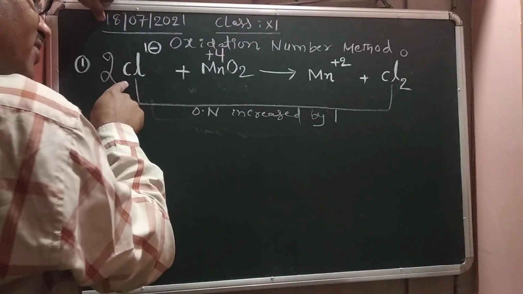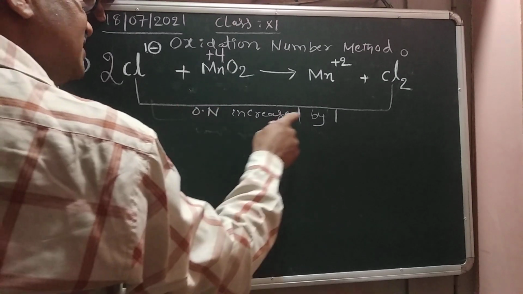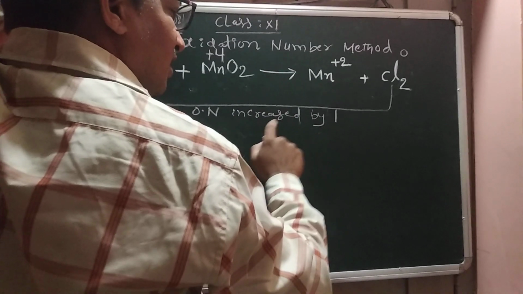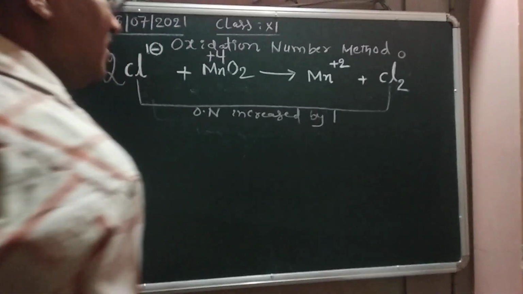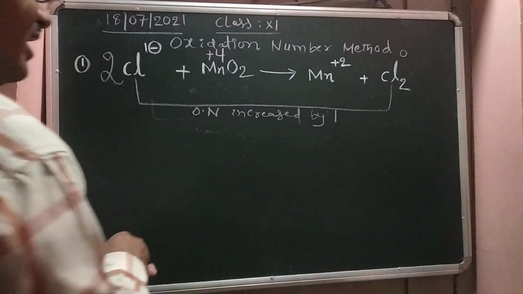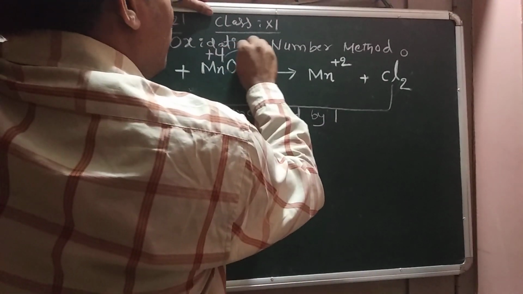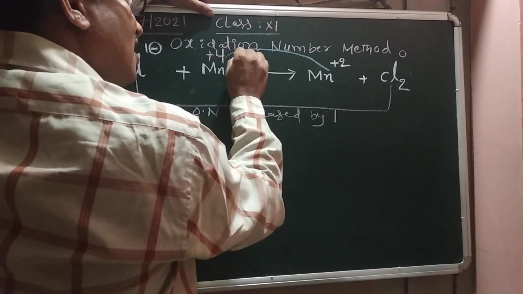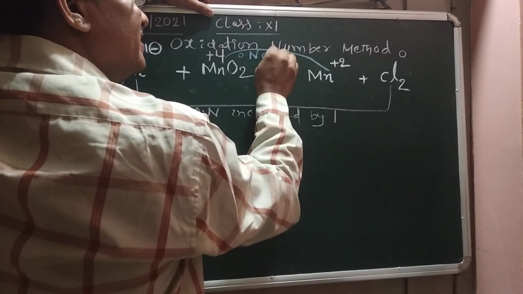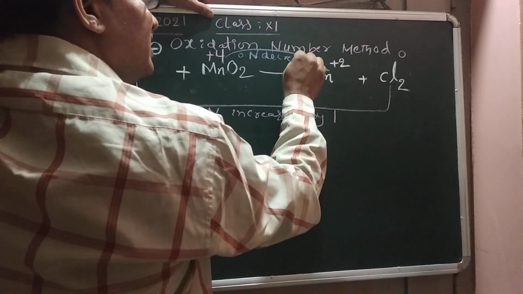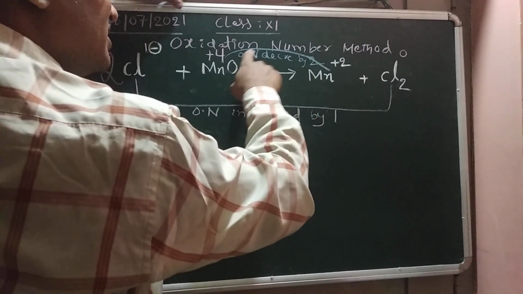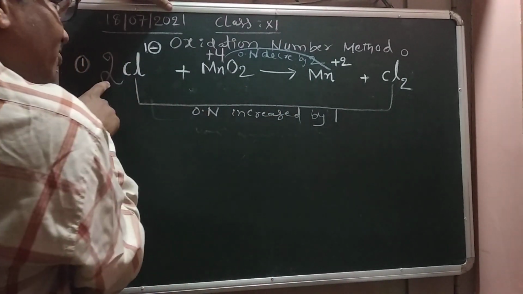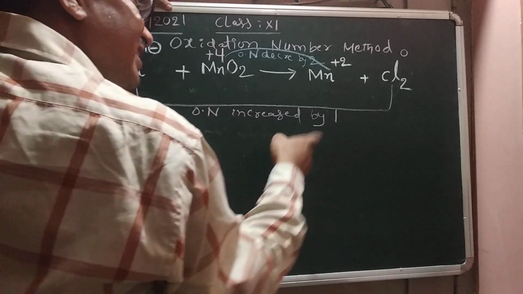Now the oxidation number is increased by 1 for each chlorine ion, so for 2 chlorine ions it is increased by 2. And what about manganese? Manganese goes from plus 4 to plus 2, so the oxidation number is decreased by 2. After writing 2 Cl minus, the oxidation number increased by 2.